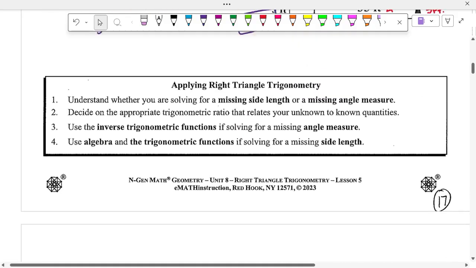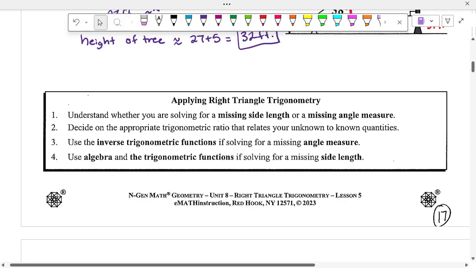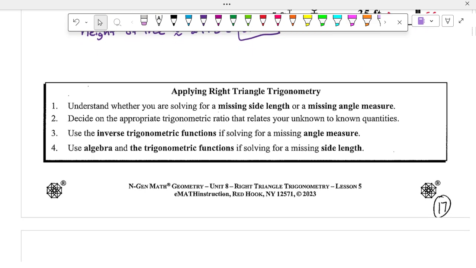So, pretty much, guys, with applying right triangle trig, you're just basically doing what we've been doing. If you're finding the missing side or missing angle measure, you're going to figure out the appropriate trig ratio based on what you're given. You use inverse trig for angle measures, and you use algebra for missing sides.